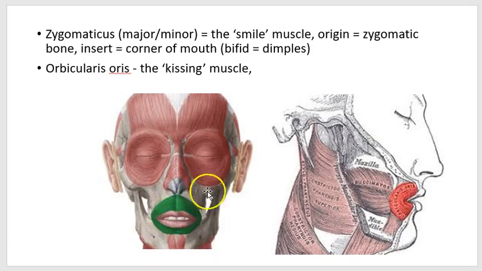And what it does is it allows you to pucker your lips. So when you're going to kiss somebody and you push your lips out, that is orbicularis oris. It is the duck face muscle, allowing you to push your lips out.